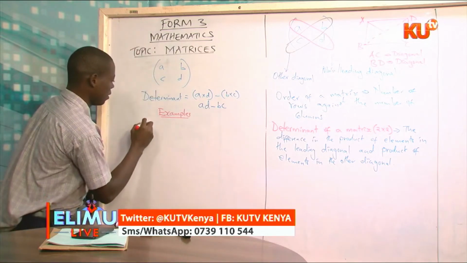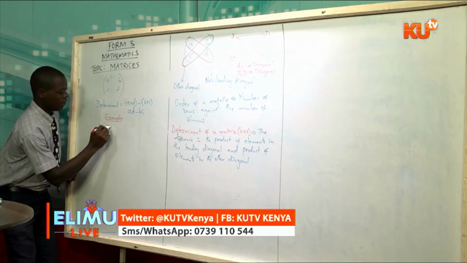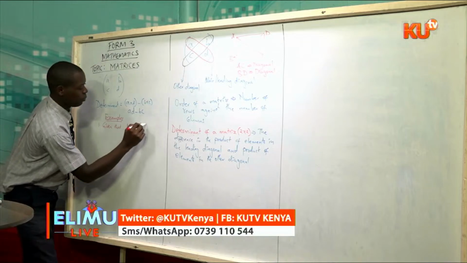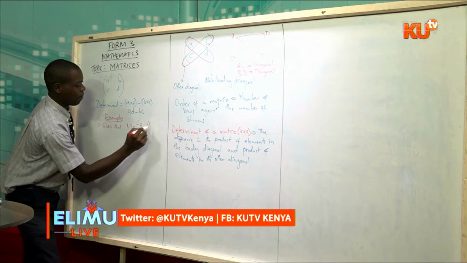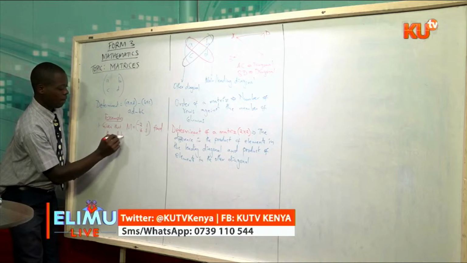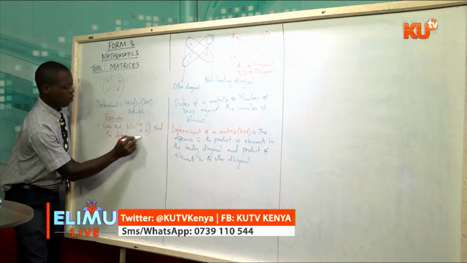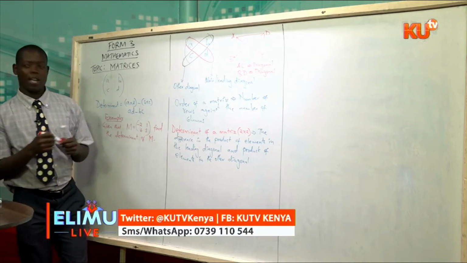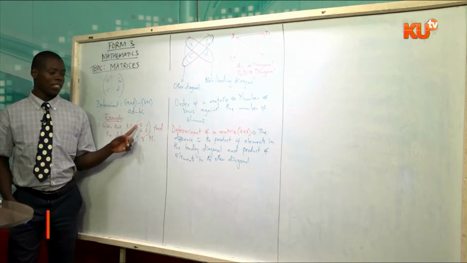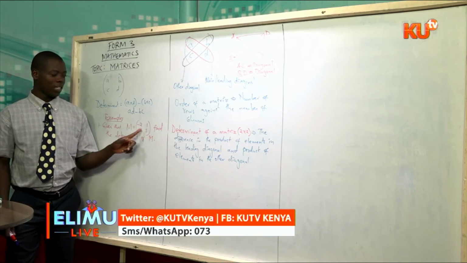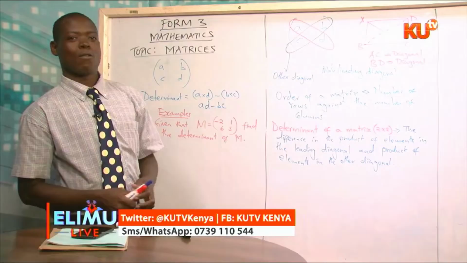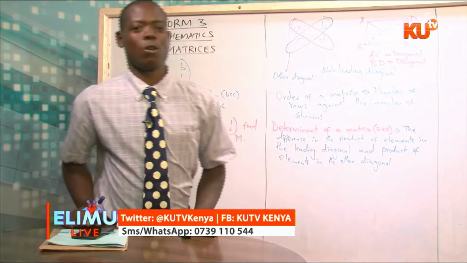We are told, number one, given that M is negative 2, 1, 6, 5, find the determinant of M. Our matrix M has the elements negative 2, 1, 6, and 5, and we are required to find the determinant of M. From the explanation, students, how will we work it out?